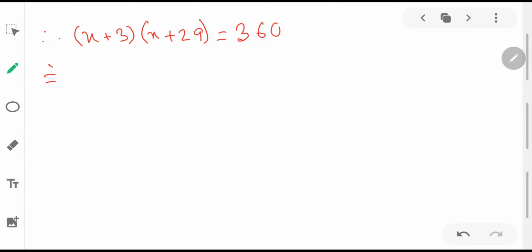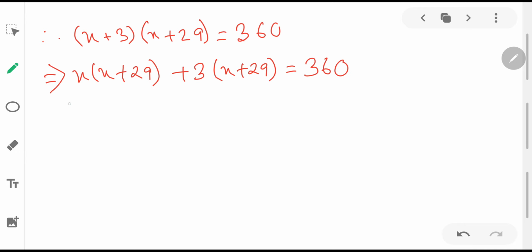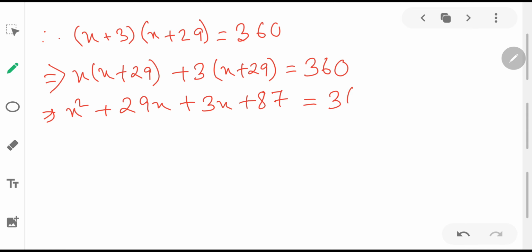Now, let us convert it into the general form of a quadratic equation. So, what we will do? x into x plus 29 plus 3 into x plus 29 equals 360 here. So, x into x is x square plus x into 29 is 29x plus 3 into x is 3x plus 29 into 3, how much? 9 3 is a 27, 7, carry 2, 3 2 is a 6 plus 2, 8. Yeah, plus 87 equals 360.